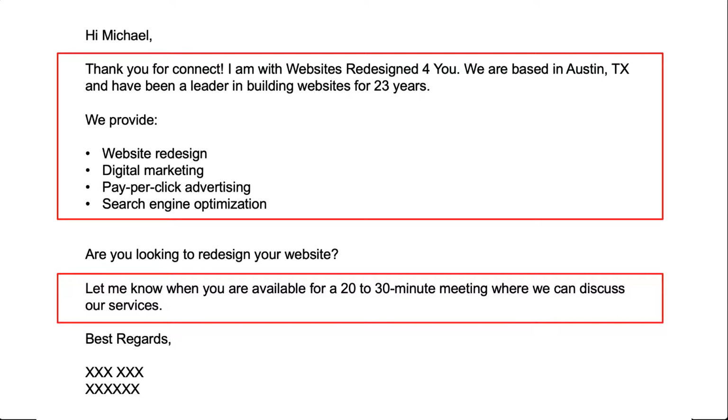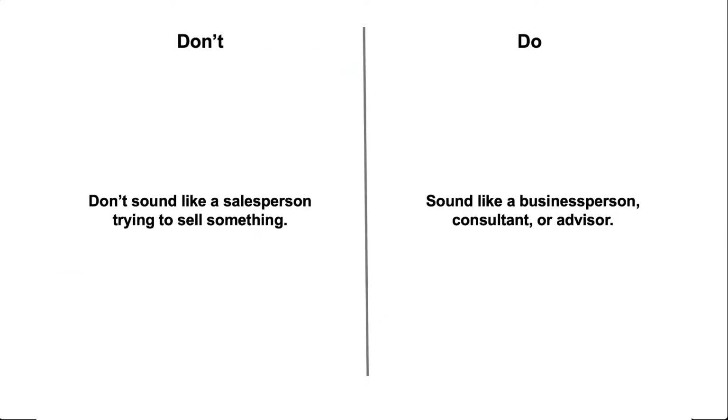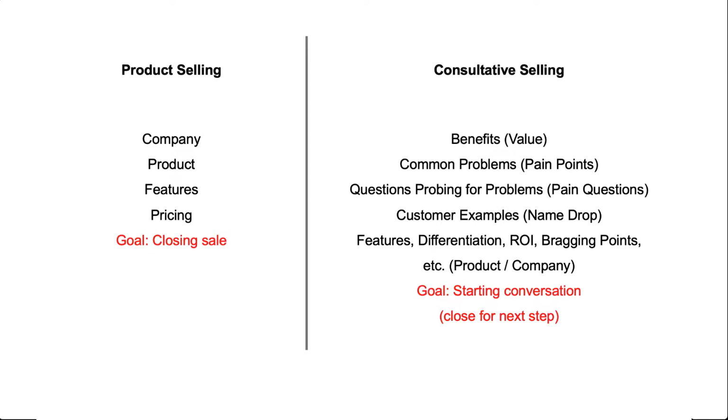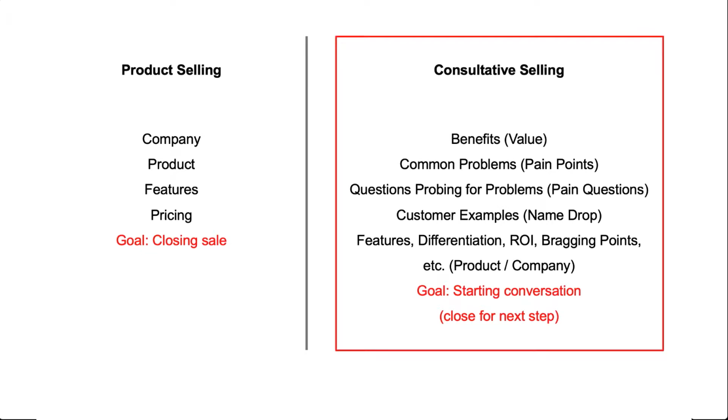By the way, if I go back to this email, not only is this all about the seller, the salesperson, but this is very much, I'm a salesperson and I'm trying to sell something to you. This person is trying to sell website redesign. Instead of trying to sound like a salesperson, you can do small things to sound more like a business person, more like a consultant or an advisor. And the consultative selling approach will decrease how much you sound like a salesperson and help you sound more like an advisor or a consultant.